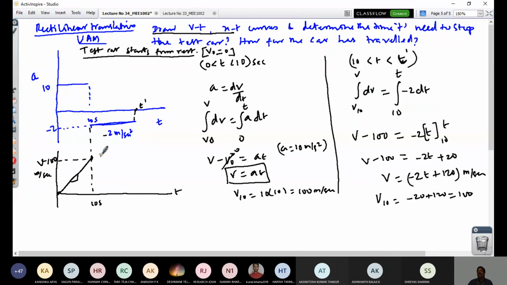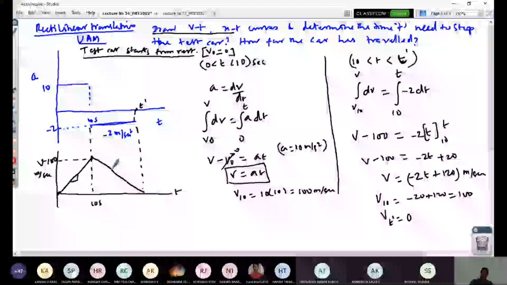And v at any time t is, what is this? So we wanted v at t dash. So v at t dash is what? 0. v at t dash is 0 because that's the stopping point. And see, what is this variation? It's v is equal to t. It's a straight line variation. So linear variation. So I will have my variation in this way. So the slope here is minus 2. Slope here is plus 10. That's all. So this is my t dash.